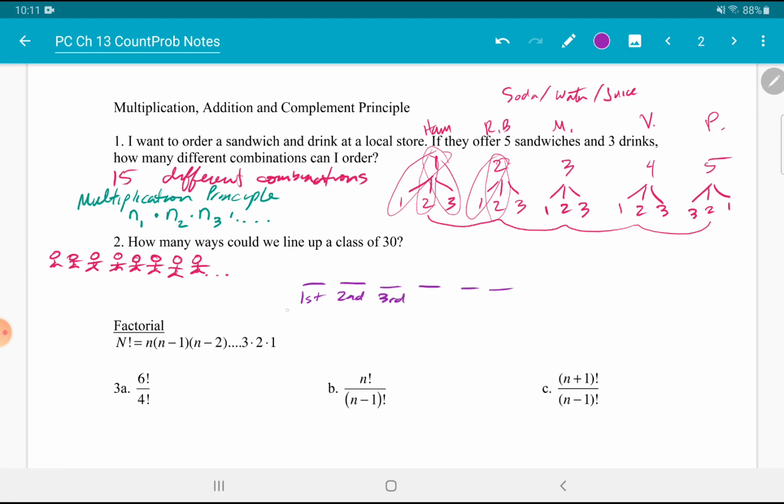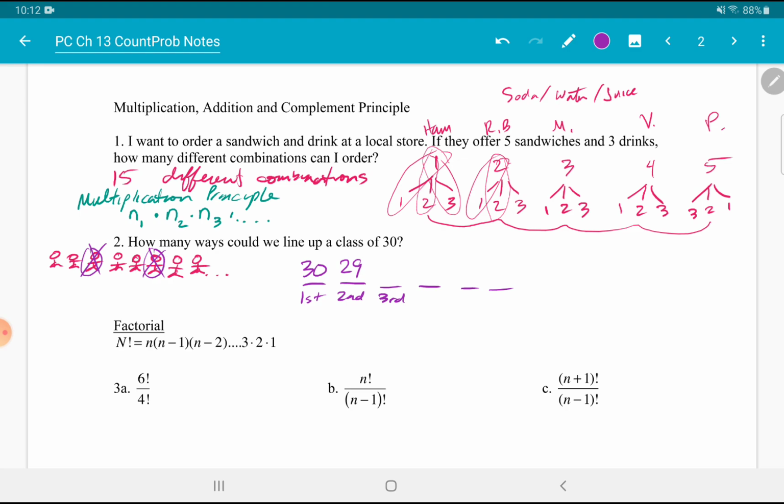Now for the first person in line, of the 30 students, I can pick any one I want. And so I have a choice of 30 students to pick for line 1. Let's say I have now picked that person. Well, now that he or she is in position 1, in the second position I can pick anyone else. How many students do I have to choose from? I have 29 more students to choose from. And so let's say I pick someone else.